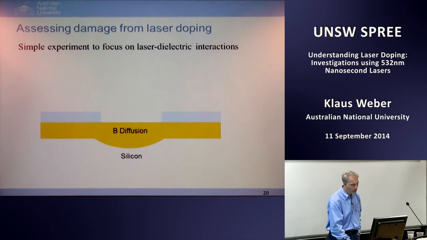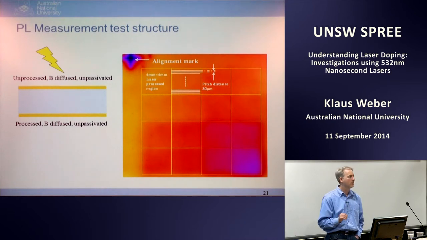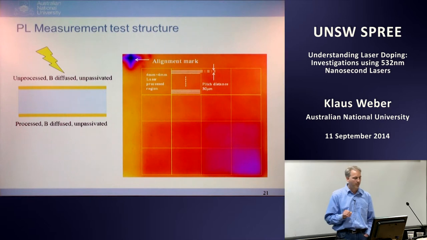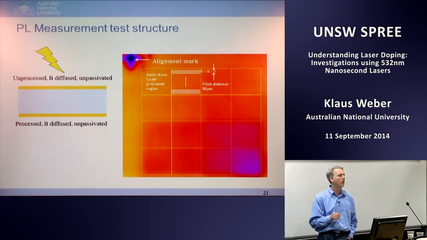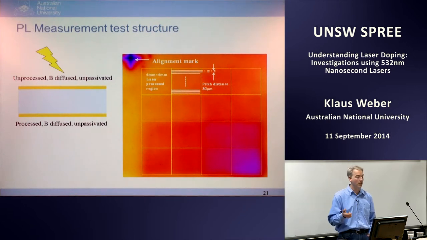And before the measurement, we remove all of the dielectric film. So we have completely unpassivated surfaces on both the front and the rear. And so this keeps everything fairly simple. And basically what we're looking for then is an increase in J0 due to our laser process above the J0 that we have on our unprocessed boron diffused, unpassivated surfaces.